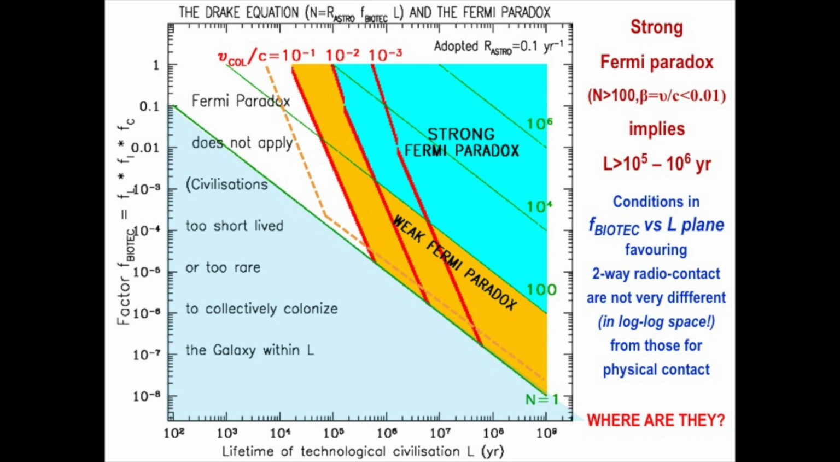If civilizations live long enough, if the probability of appearance is quite high, then in this part of the diagram we can ask ourselves, where are they? In contrast, if civilizations live less than a few 100,000 years, and we are in this part of the diagram, then we can understand why they are not here. And of course, in all this part, again, each civilization arrives, lives for a few thousand years, dies, but is alone in the galaxy.